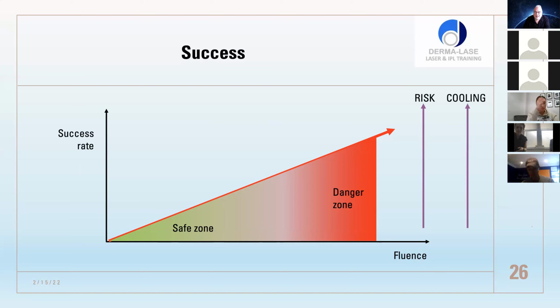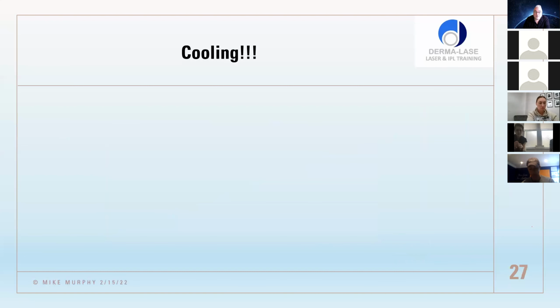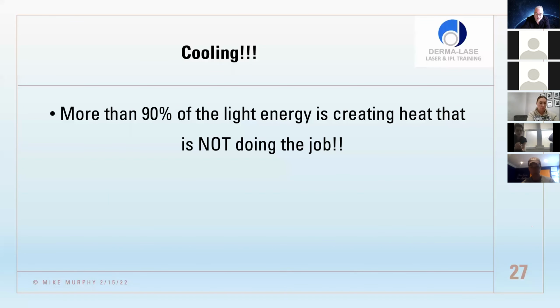So to mitigate against this risk, we have to use proper cooling. If you don't have good cooling, you're just going to cook everything, which you don't want to do. Cooling is critical, absolutely critical. I did a calculation on this a couple of years back, and I found that every time you pull the trigger and you fire all this light energy into the skin, more than 90% of that energy is not doing the job that you are hoping. In other words, it's not cooking the follicles, it's trying to cook something else. And unfortunately, the way things work is that that energy is kind of stuck in the skin unless you give it a route to get out.